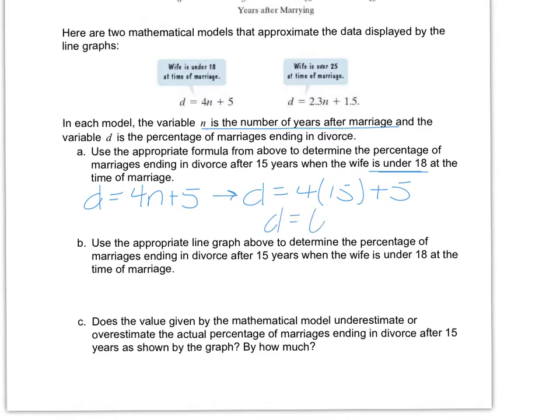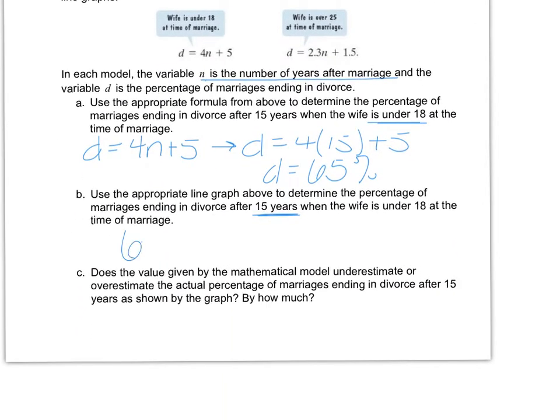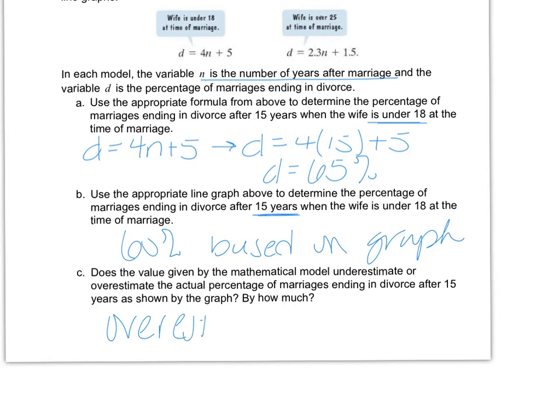And so that should give me 65% for when the wife is under 18. Now we're going to use the graph then to help us approximate or to find the actual value for the divorce rate after 15 years when the wife is under 18. So if I come up here, 15 years with the wife being under 18 puts me at 60%. All right, and then the mathematical model overestimates the actual percentage by 5%.